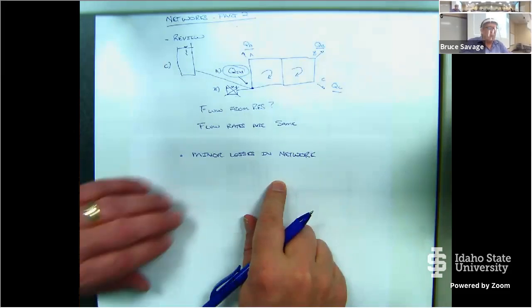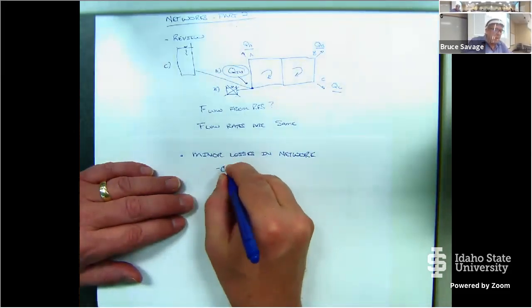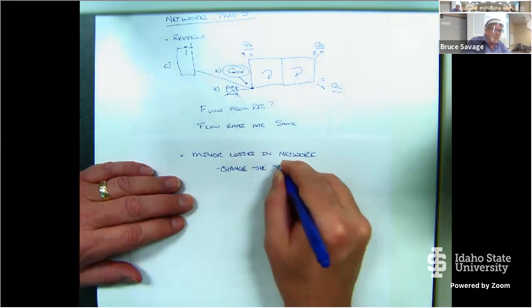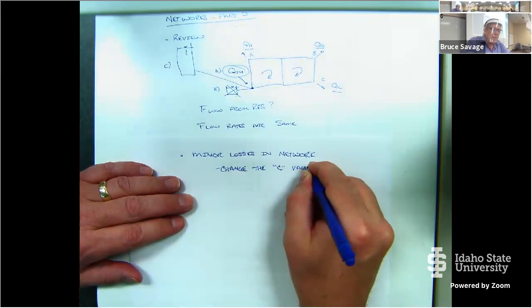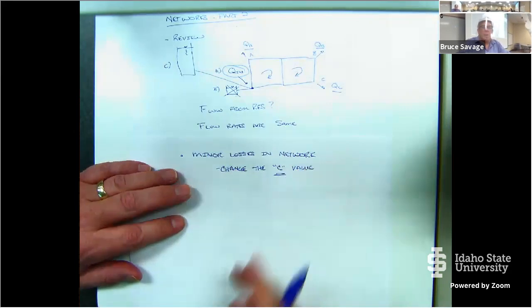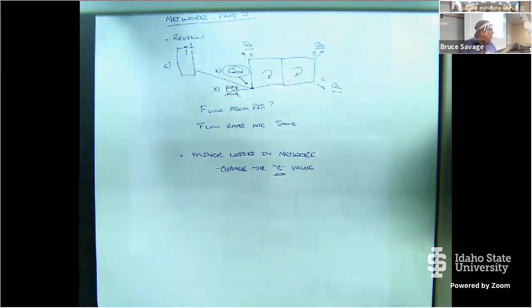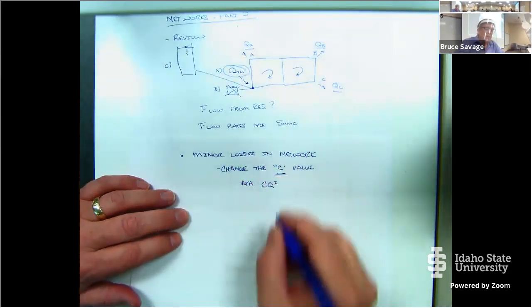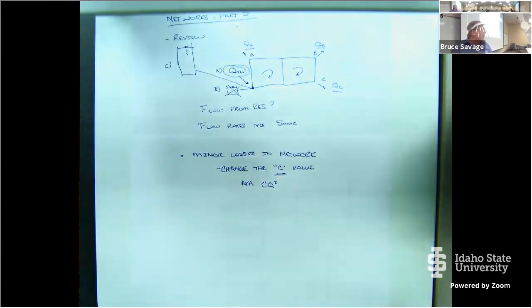So minor losses in a network, they just change the C value. Recognizing that what C I'm talking about here is that coefficient that we created, that substitution, AKA CQ squared. Okay, that's all we have to do is include our minor losses in that value right there, and now they're part of our system. All right. So that one's pretty easy. You already know that. You just had to kind of formalize it here.